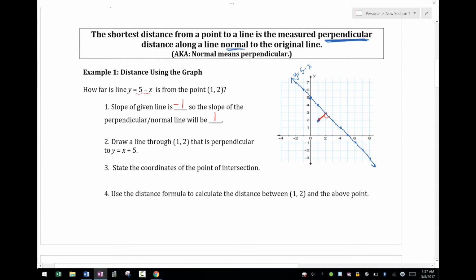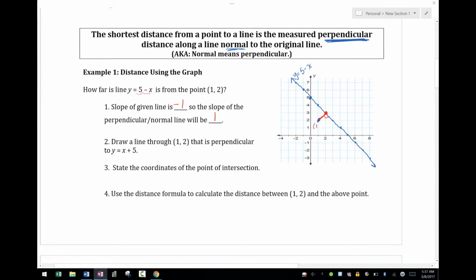Draw a line through 1, 2 that's perpendicular. So I need to draw a line with a slope of 1. Did I do that? Oh yeah, I did that. Let's see. State the coordinates of their point of intersection.